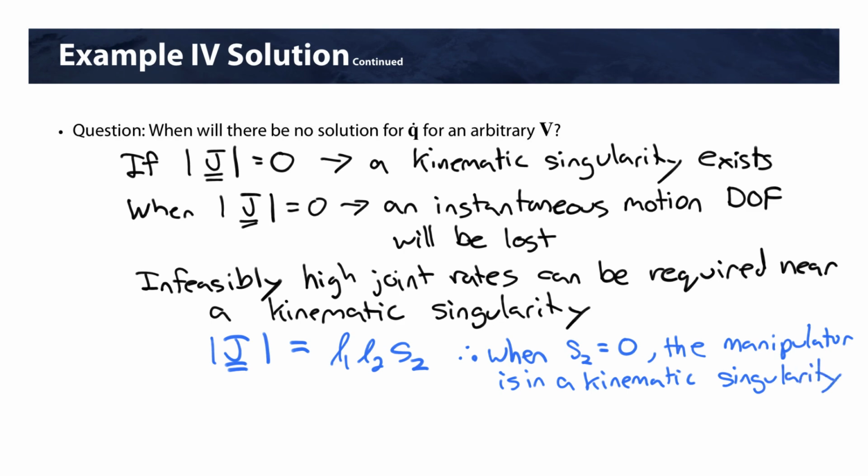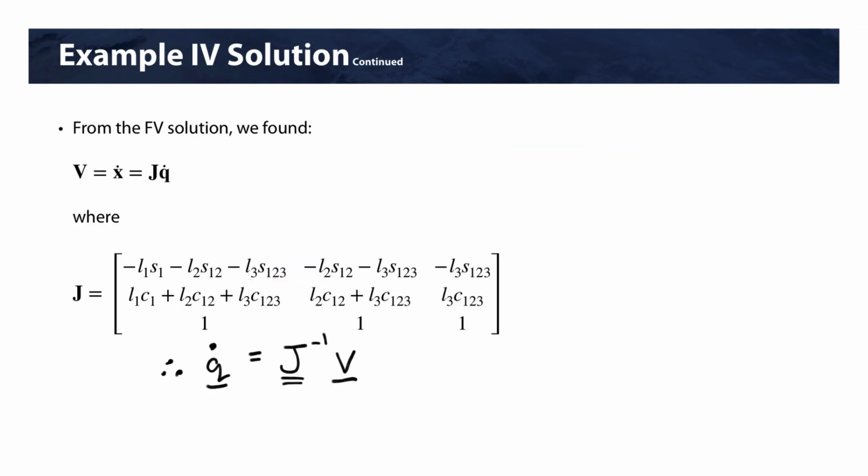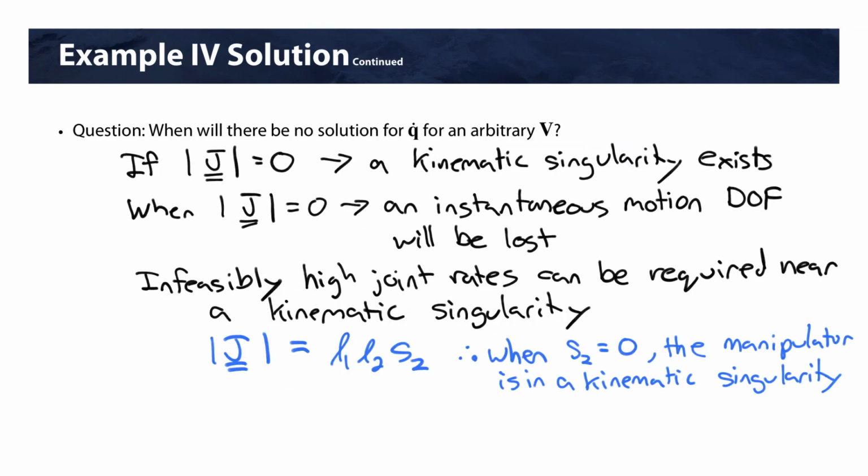Okay, so if we look at our robot, when S2 is equal to 0, that means link 1 and 2 are collinear. They could either be extended straight out, or L2 could be folded on top of L1. And at that point, we've lost a degree of freedom. In subsequent videos, we're going to look at singularities in more detail, and look at some of the different things that happen near singular configurations.